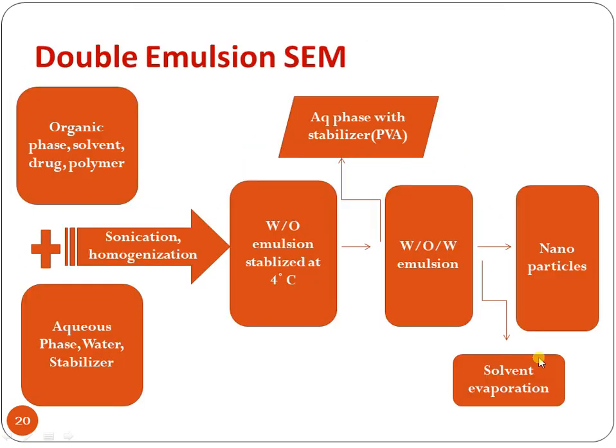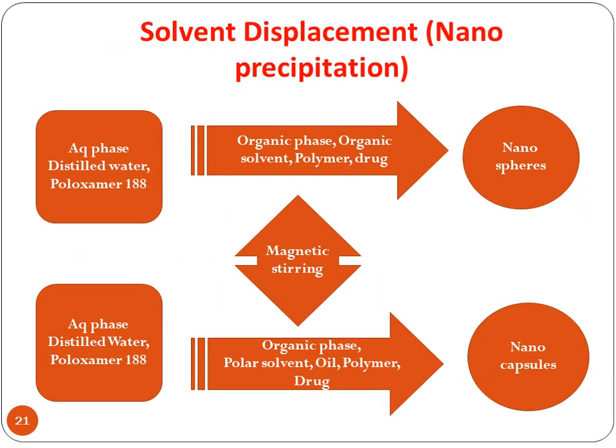In the double emulsion solvent extraction method, the difference is that in the previous method a single emulsion was formed, while in this a double emulsion is formed. The method is otherwise the same. In one half we take the organic phase: solvent, drug and polymer. In the second half we mix the aqueous phase with water and stabilizer, then mix the two phases with the help of sonication or homogenization. A water in oil emulsion is formed, which is stabilized at 4 degrees Celsius, and then we add the aqueous phase with stabilizer. In this example, we can add polyvinyl alcohol. We get the water in oil in water emulsion, and then solvent evaporation is done and we get the nanoparticles.